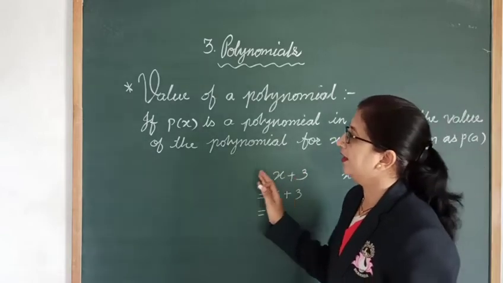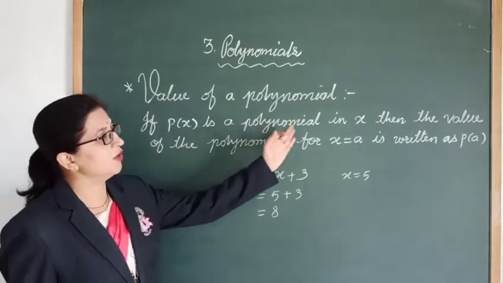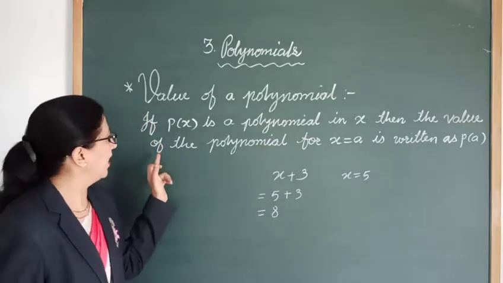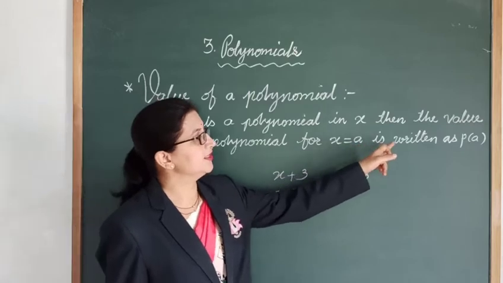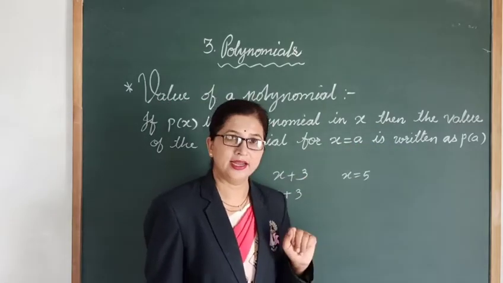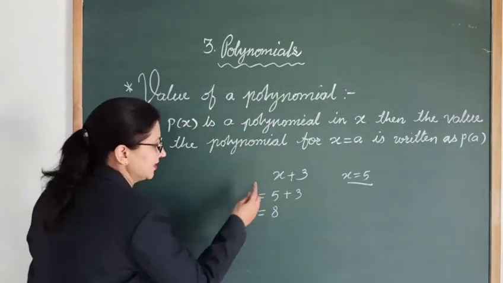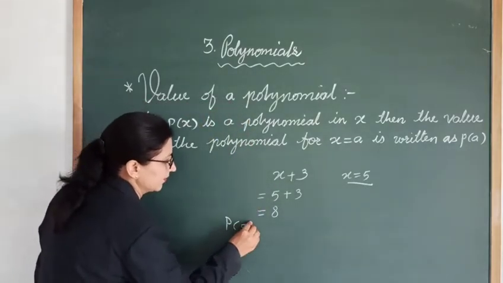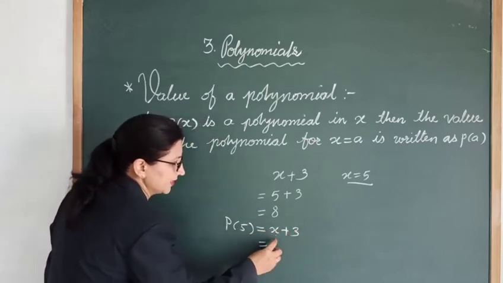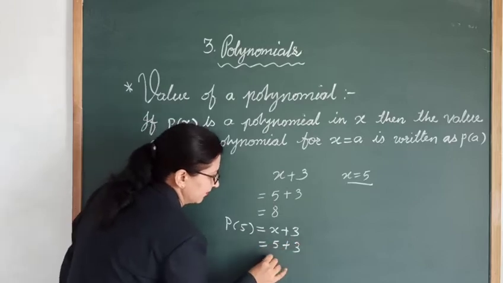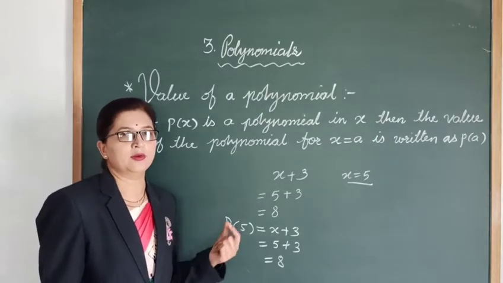So if p(x) is a polynomial in x, then the value of this polynomial for x equal to a is written as p(a). Here we put the value of x as 5, so we can write the polynomial in this way. In this way we can find the value of a polynomial.